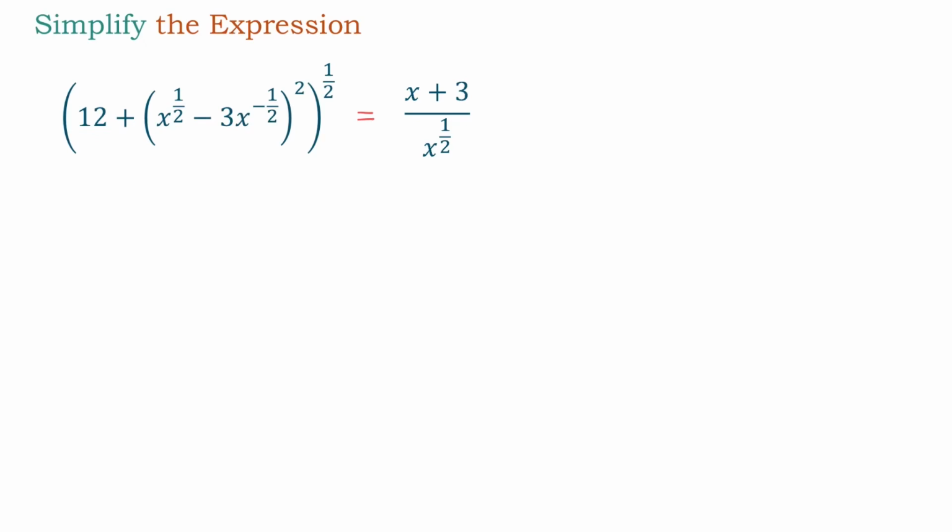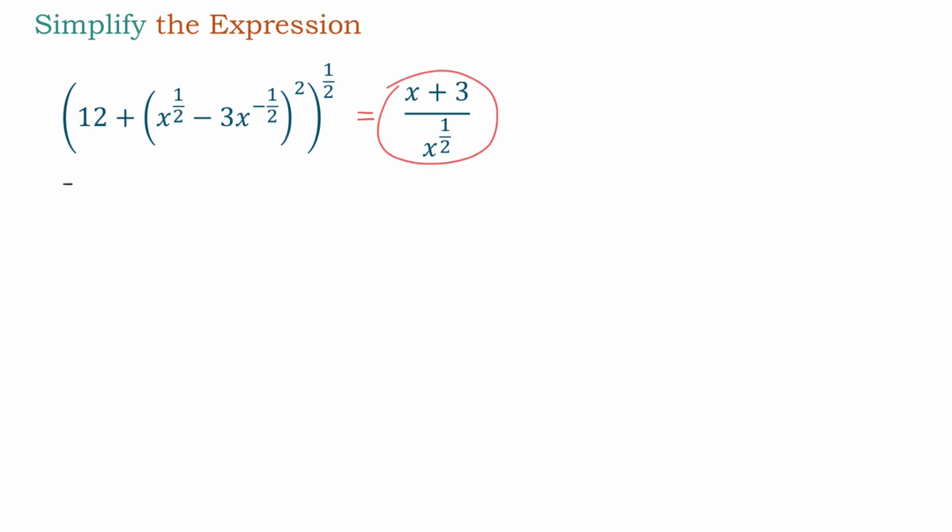Hello. Let's see how we can simplify this expression and get x plus 3 over x to the 1/2. In this expression we have two sets of parentheses, and inside these parentheses we have x with a negative exponent. We will start by moving this x to the denominator so that this exponent becomes positive.